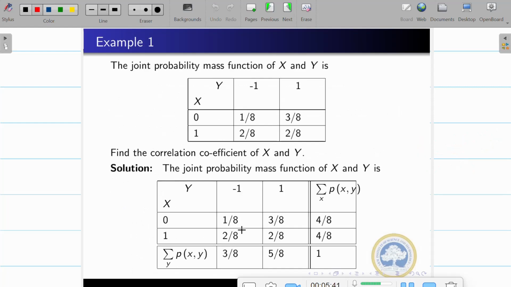And we'll go with the problem. The first one is to explain the correlation coefficient. The joint probability mass function of x and y is given, with values minus 1 and 1, 0, 1.